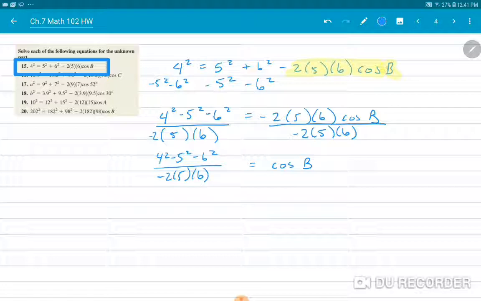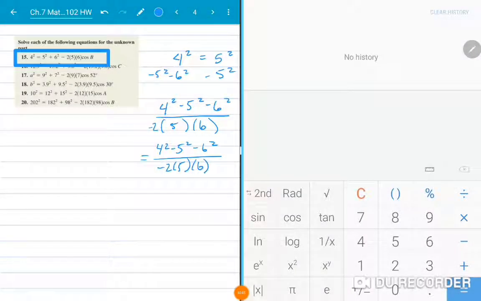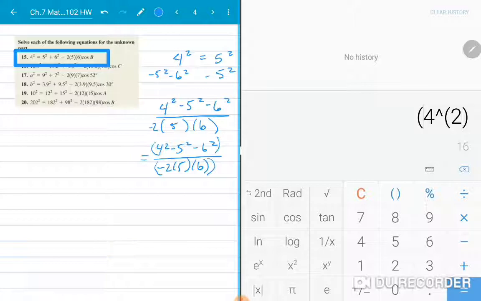So I'll punch that into the calculator. Actually, I'm going to use a parenthesis around the whole numerator and a parenthesis around the whole denominator to show, because this bar is a grouping symbol that doesn't come up in the calculator. So to show that group, I will use a parenthesis in the calculator.